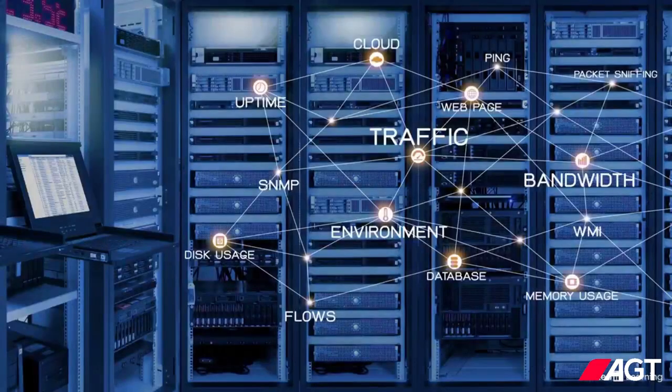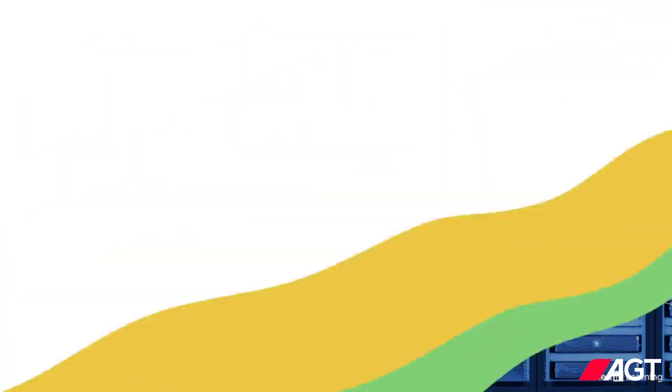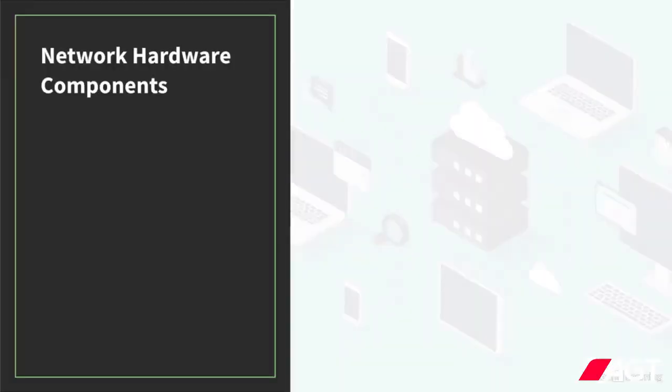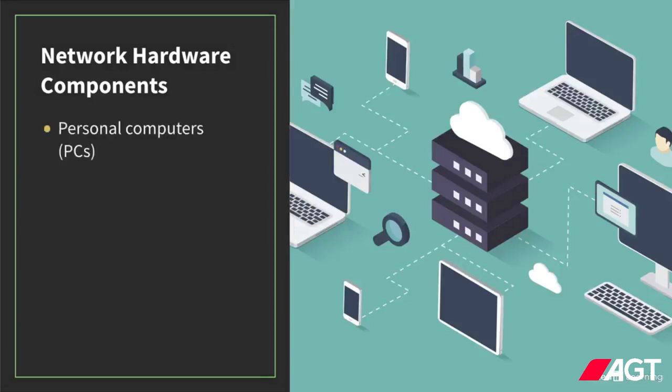A computer network consists of various devices, each of which produces its own log files. They log events that require human attention in various files. Examples include hardware and software errors and intrusion attempts. The hardware components include personal computers, or PCs, servers, routers, and firewalls.